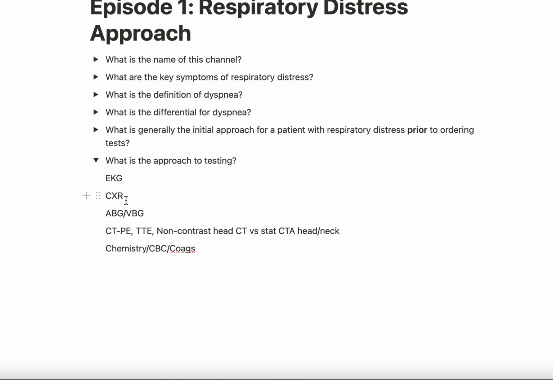Think about EKG, chest x-rays, arterial blood gas versus venous blood gas, just depending on what kind of access you have. A CT PE, if you're high suspicion for pulmonary embolism, you can consider a TTE as well, non-contrast head CT. If you're in an institution that has a great usage of POCUS, this is also a great place to incorporate that. And in your chemistry, CBC, coags, things like that.